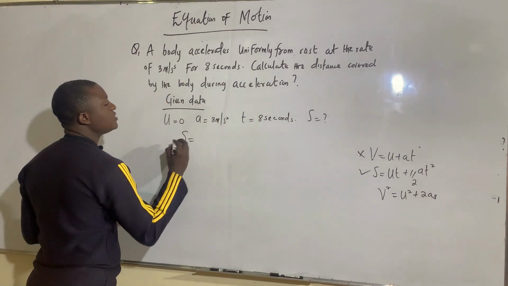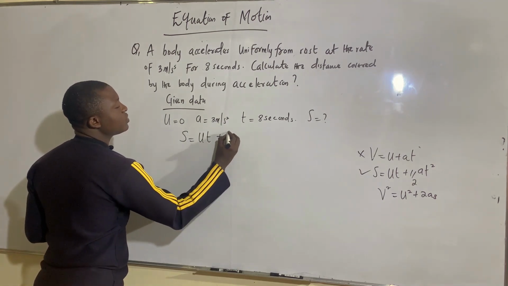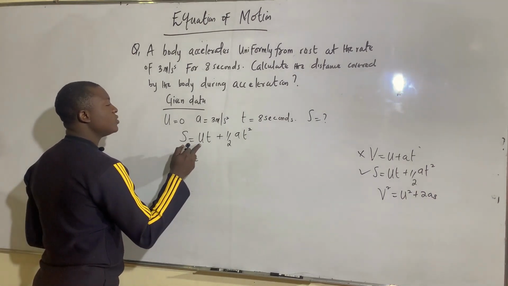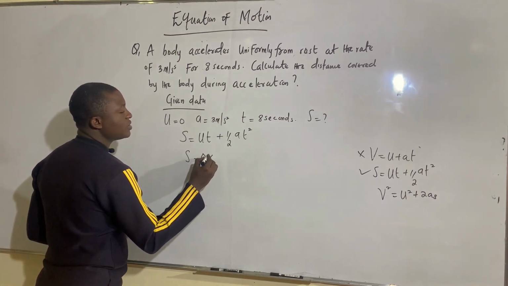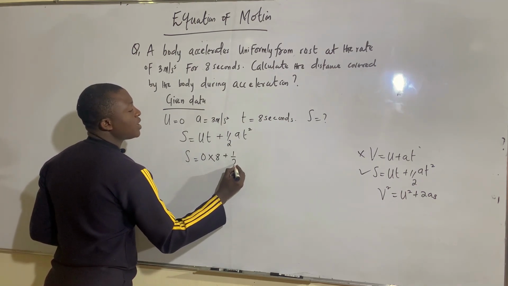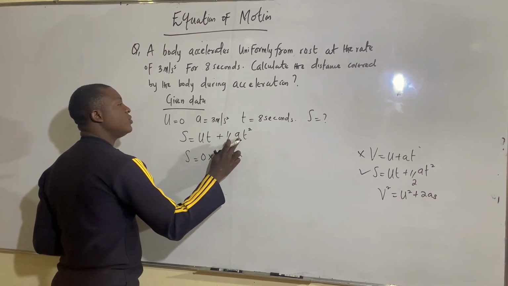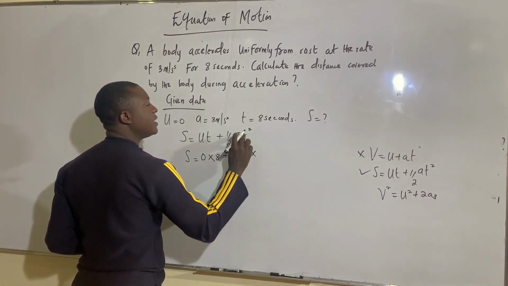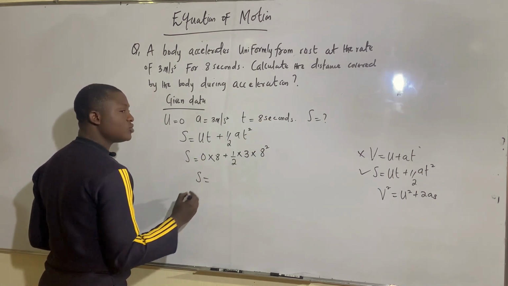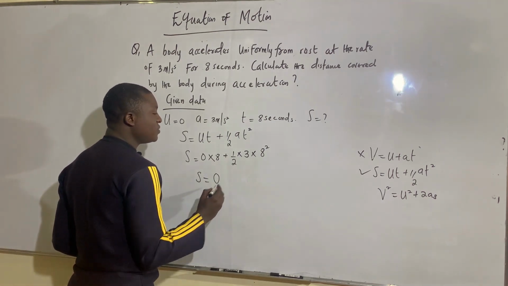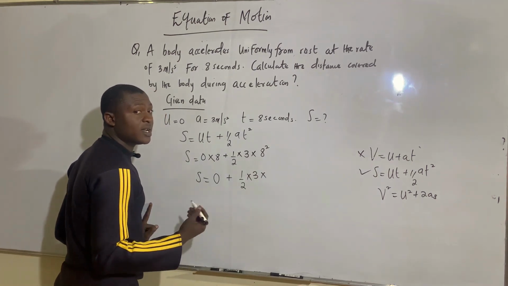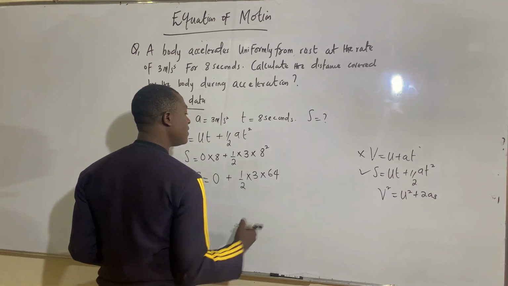We have x, which is distance, equal to ut plus 1 over 2 at squared. So here x is equal to, our u is 0, so 0 multiplied by the time, which is 8 seconds, plus 1 over 2 multiplied by a, which is 3, multiplied by our time squared, 8 squared. So x is equal to 0 times 8, which is 0, plus 1 over 2 multiplied by 3 times 8 squared. 8 squared is nothing but 8 times 8, and 8 times 8 gives us 64.